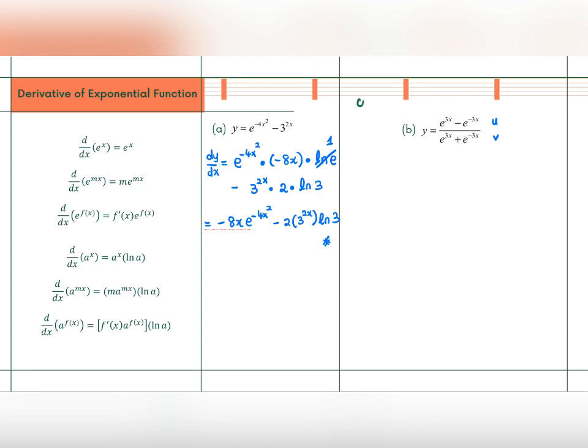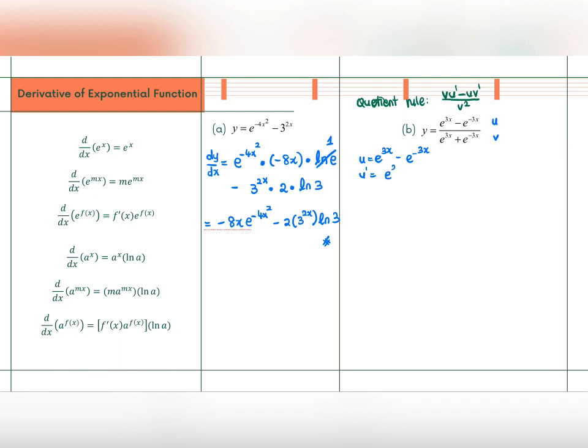Kalau quotient rule, apakah quotient rule? The rule will be vu prime minus uv prime divided by v squared. Okay, so kat sini saya ada u equals to e to the power of 3x minus e to the power of negative 3x. So let's find out what is my u prime.